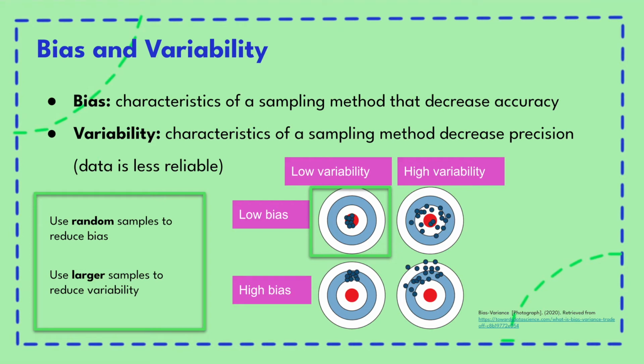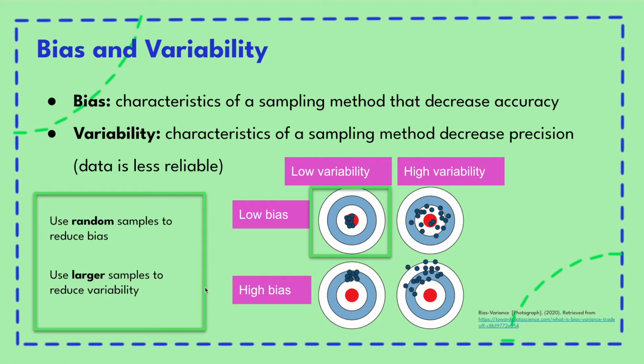When a sample has high variability but low bias, that means the responses are more accurate, but they're just all over the place, and we can't really rely on that type of data. When the responses have low variability and high bias, that means our data is reliable, but it's not accurate, so that doesn't really help us either. What we want in our samples is low variability and low bias. For this, we can use random samples to reduce bias, and use larger samples to reduce variability. That's how we can get an optimal sample.